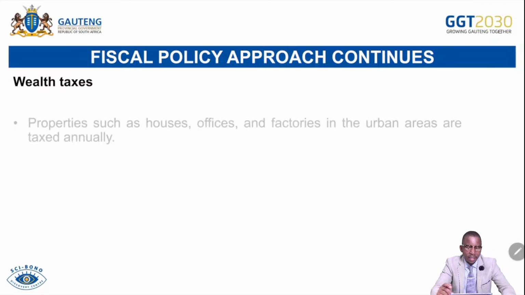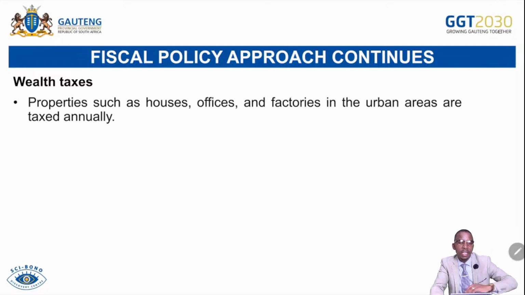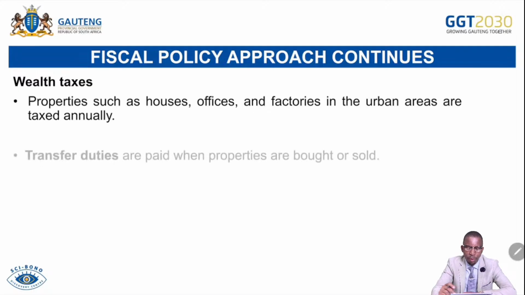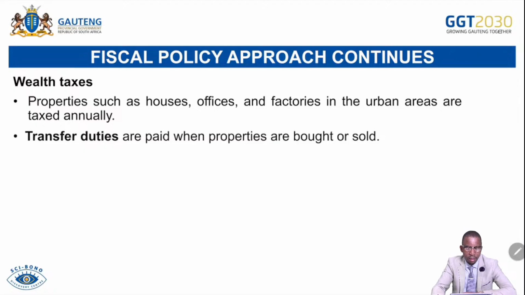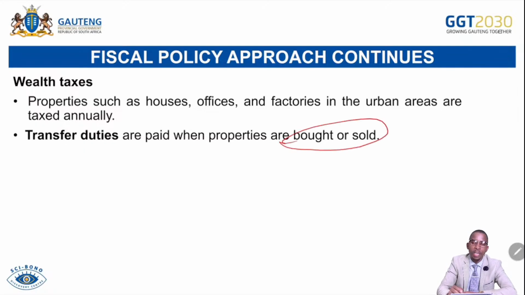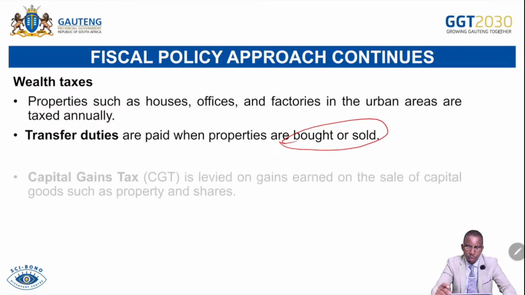And then the wealth tax. In this case, we talk about the tax that is paid on the purchase or the sale of assets. Properties such as houses, offices, and factories in the urban areas are taxed annually. Transfer duties are paid when properties are being sold. Whenever you buy property, after that you will have to pay what we call the transfer duty, meaning you are transferring the house from one person to yourself.